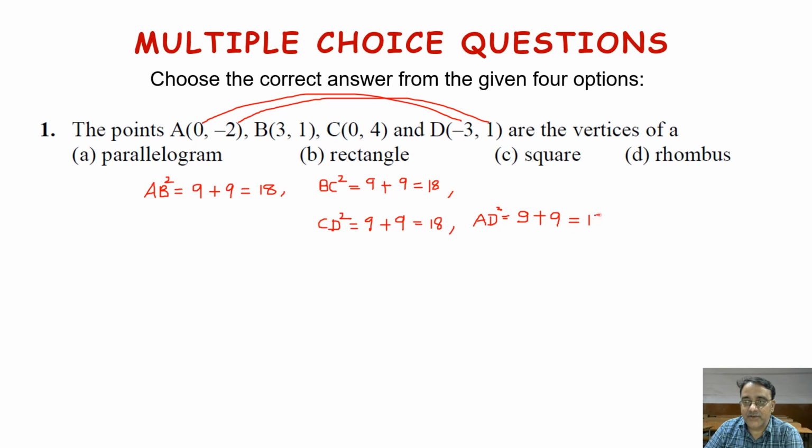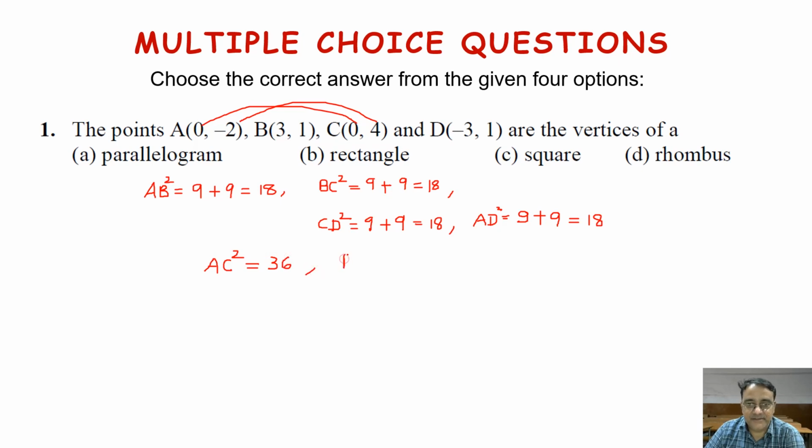Now it may be square also, it may be rhombus. So what we have to do? Check diagonals. Yes, we have to check diagonals. Very good. So AC square और BD square हम लोग निकालेंगे. First AC square. 0 minus 0 whole square, nothing. 4 minus of minus 2, that is 6 square, we are getting 36.